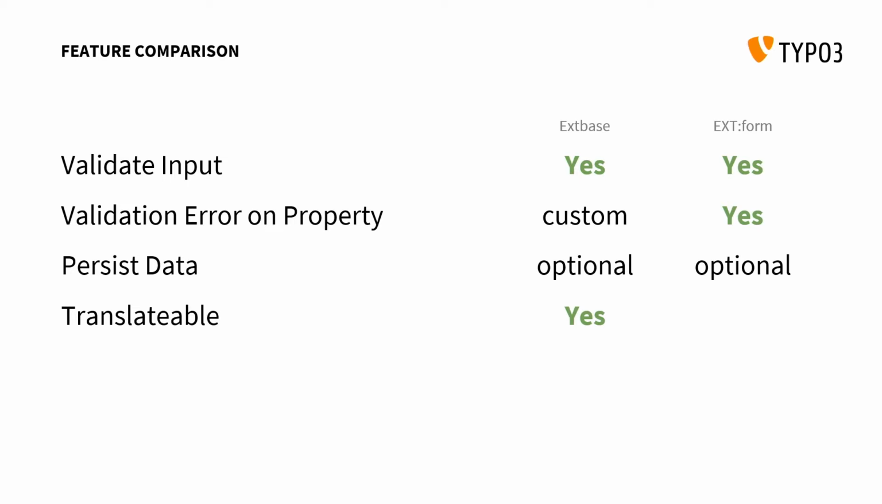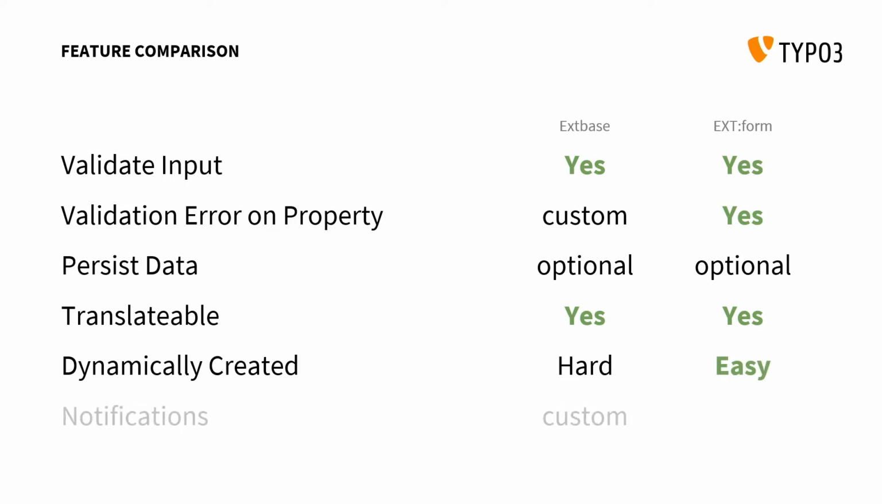It needs to be translatable. Of course, I can translate everything in Extbase. Of course, I can translate everything in Form. Dynamically generated forms in Extbase are not that easy, so I considered it more hard. Well, actually, it's pretty easy in Form, and I'll show you later how it's being done. Notifications are custom, so we don't take this into account.